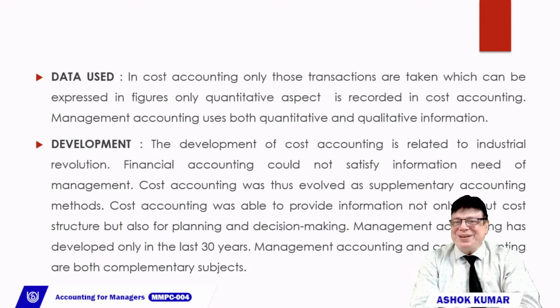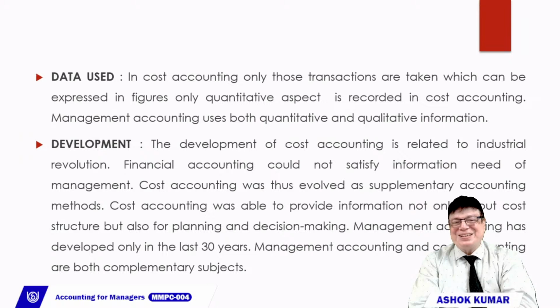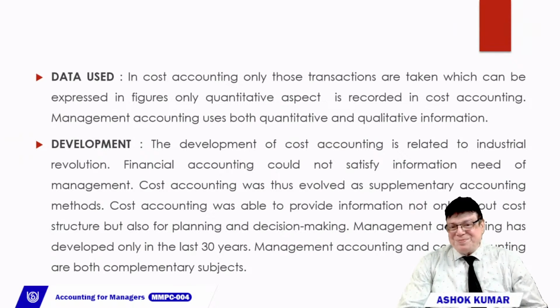The development of cost accounting is related to the industrial revolution. They have to look after the cost. They compare the cost of the same product manufactured by other industries. They compare, then they see how can we reduce the cost, what other features we can add to this particular product. Financial accounting could not satisfy the information need of management. Cost accounting was thus evolved as a supplementary accounting method. Cost accounting was able to provide information not only about cost structure but also for planning and decision making.